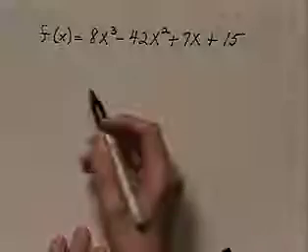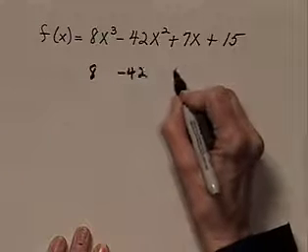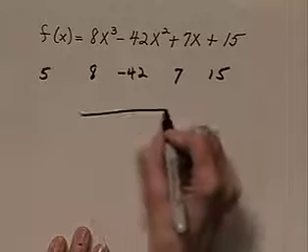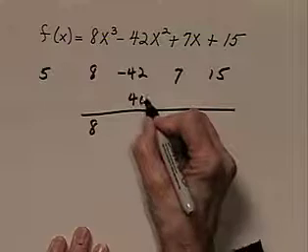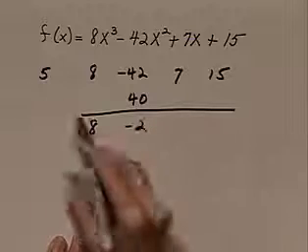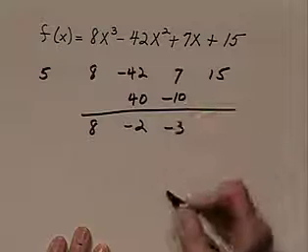Now, I would like to factor this, and I'm going to choose a value here that I know is a rational zero for this function, and that value is 5. Let's again write our coefficients of our polynomial and our 5, and we'll use synthetic division. Bring down the 8. 5 times 8 is 40. We'll add negative 42 and 40 to give us negative 2. 5 times negative 2 is negative 10, and we'll add to give us negative 3.